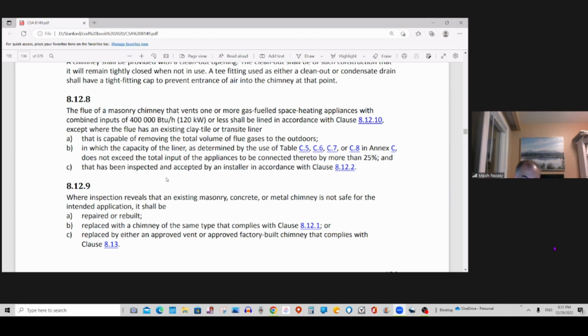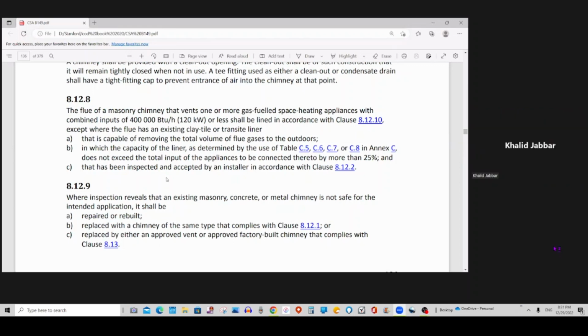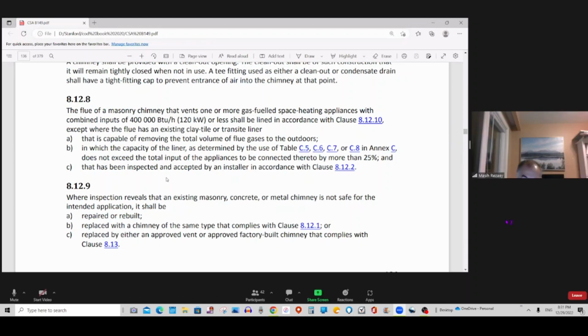With a smoke test, if it's backflow, it's blocked. If it's not backflow, it's open. Also, if you have a camera, you can run the camera. You make sure it is open. So that is the first condition.